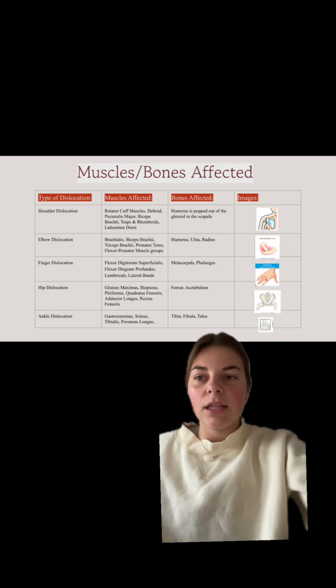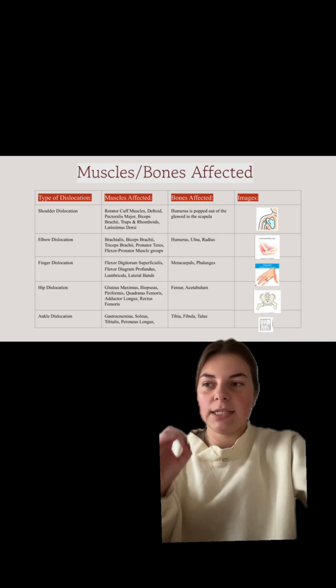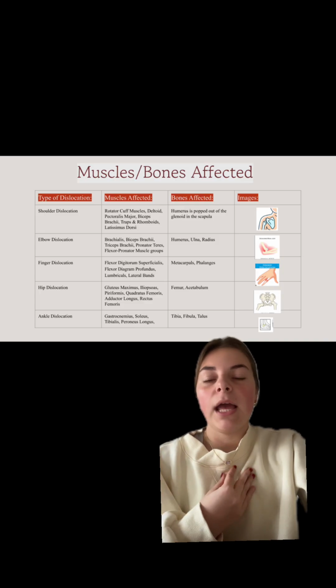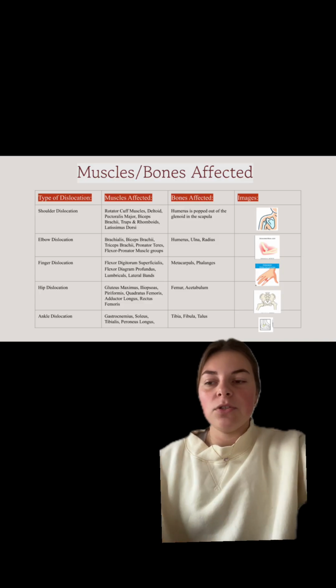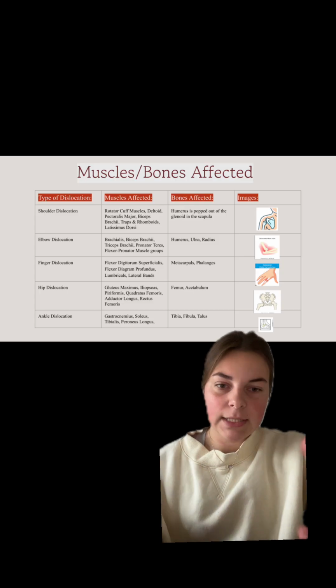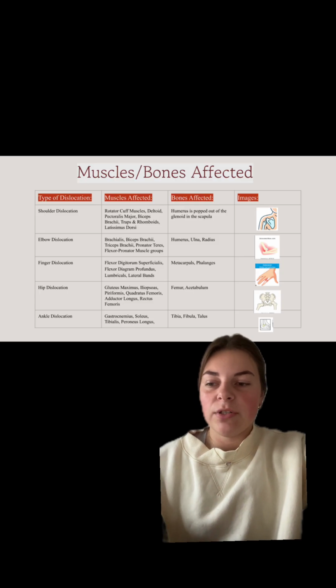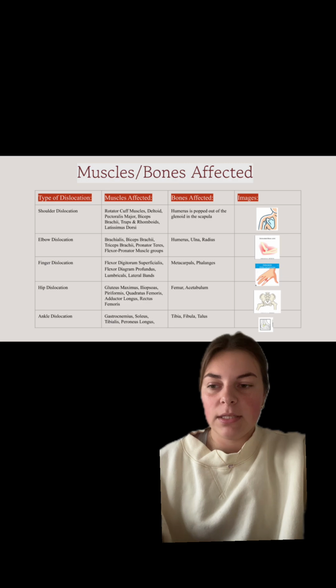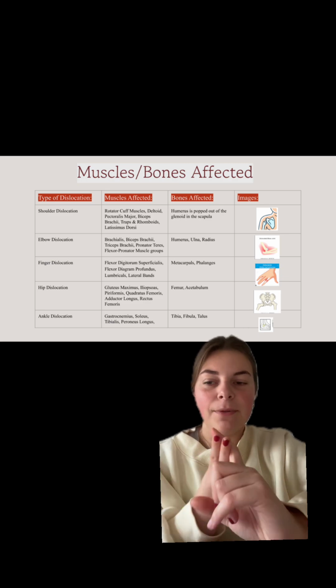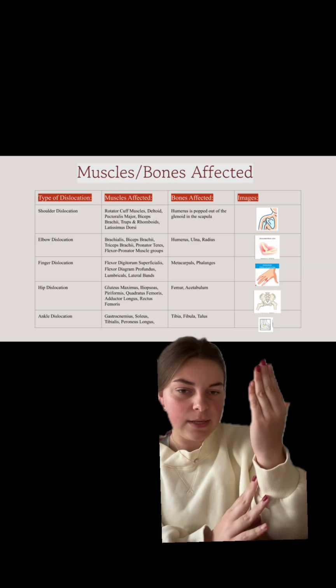And then lastly, there are more types of dislocations, but I just kind of did the 5 major ones, which is ankle dislocation. And the muscles affected, these aren't all, I only listed some as I said. Gastrocnemius, soleus, tibialis, peroneus longus. And the bones affected are the tibia, the fibula, and the talus, and then there's an image of an ankle dislocation.